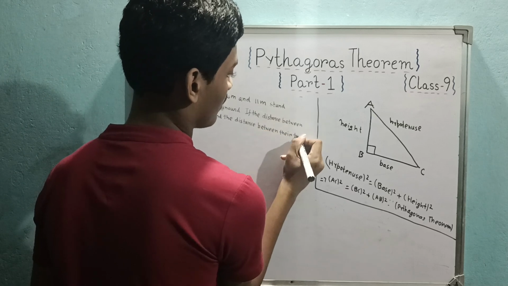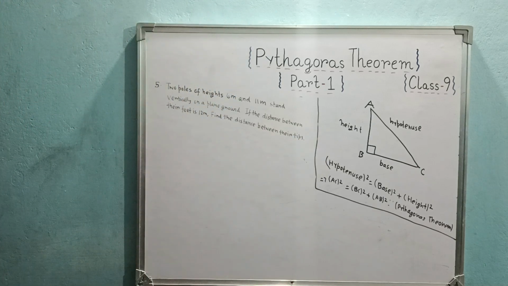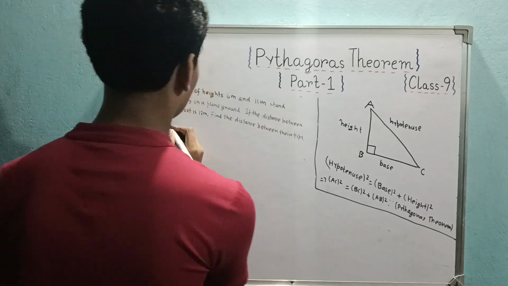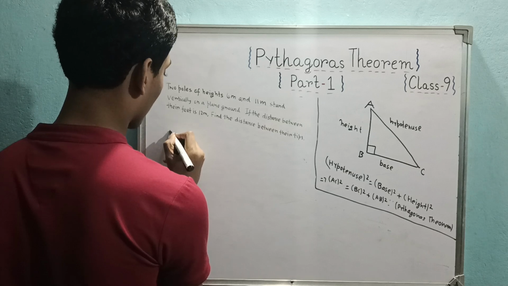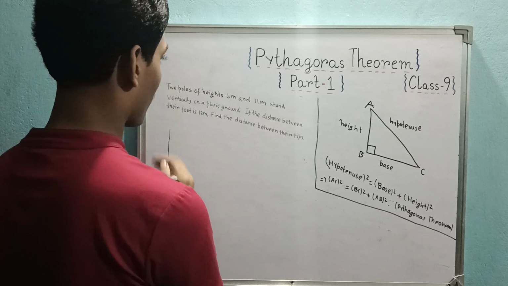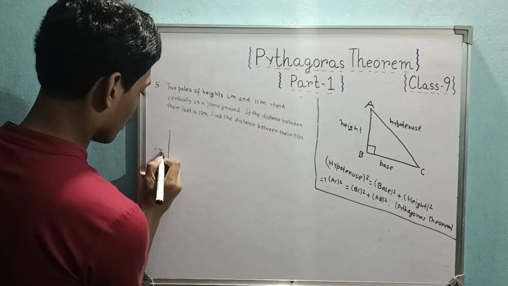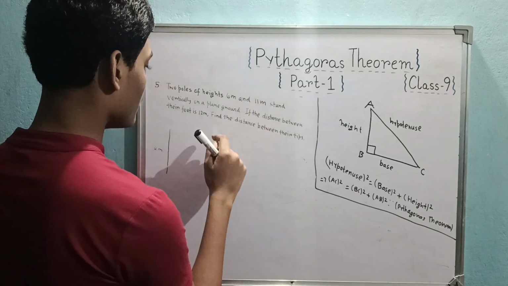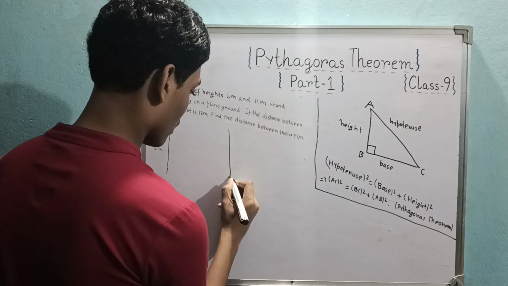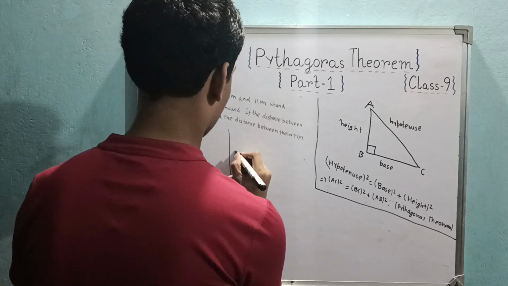Okay, let us see what we can do about this. Two poles of height 6 meter and 11 meter, on a plain ground. Suppose there is one pole of height 6 meter, and suppose another pole is here. This is 11 meter, which will be higher than this.